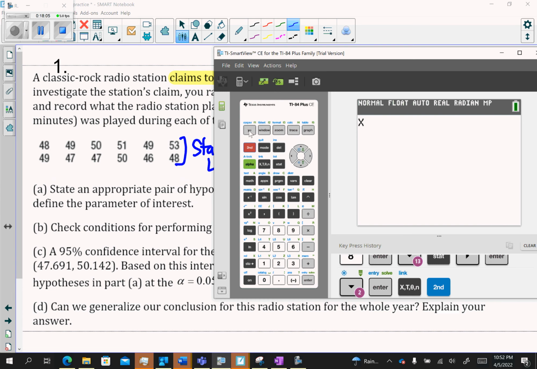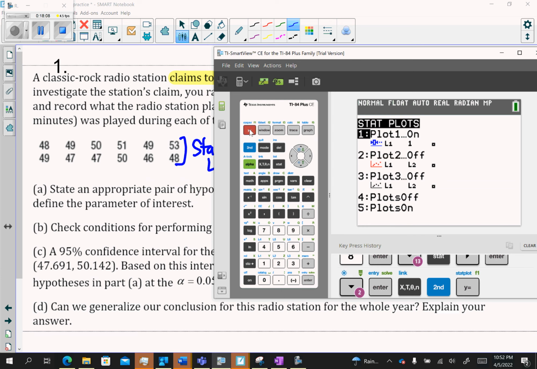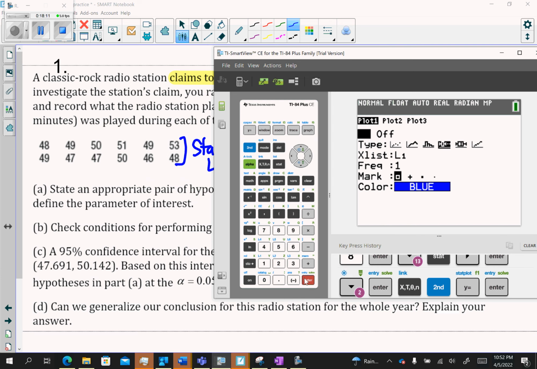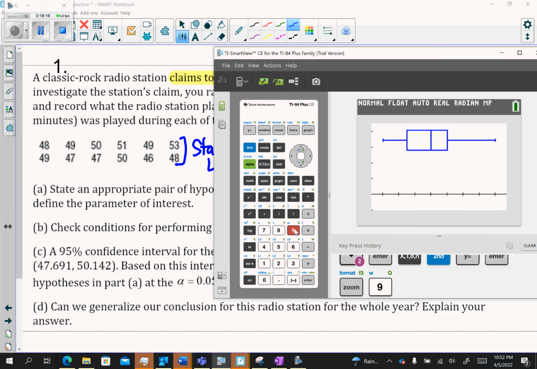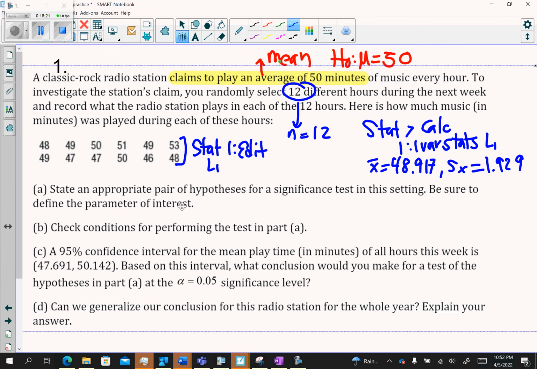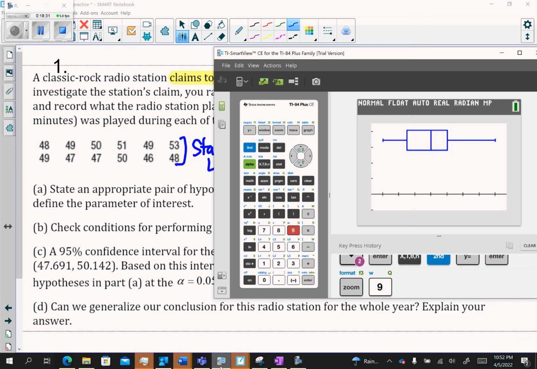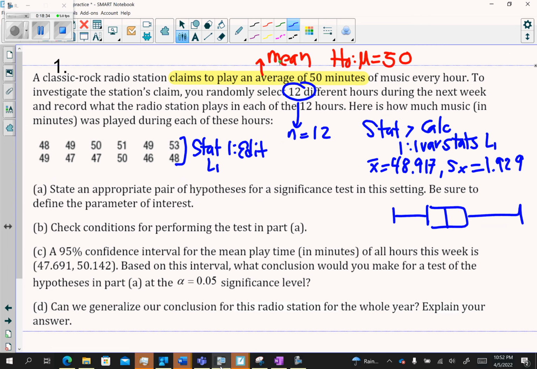I'm going to press 2nd, Y=. Hit enter on Plot 1, enter on the word On. I'm choosing the modified box plot, Zoom 9. And it looks pretty good, okay? So I would probably want to draw this. It looks slightly skewed to the right, by the way, longer whisker on the right, but not by much. It's not the best graph. All right, good enough for now.